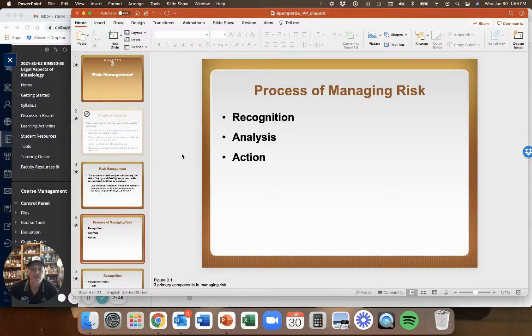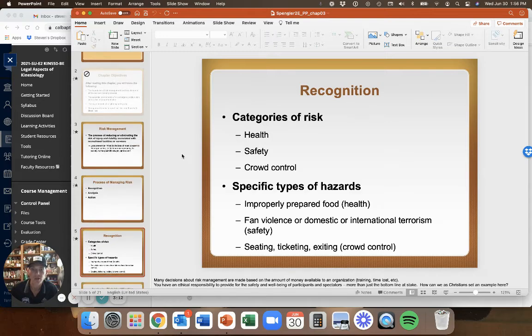So a couple of processes for managing risk. First is recognition, and then analysis, and then actions. Recognition, just understanding what your environment is, who you're working with, what your facility is like, understanding your demographics, your environment, and so forth. And then the second part is analyzing, okay, what are the potential risk factors at your facility? And then coming up with an action plan on how you're going to minimize risk.